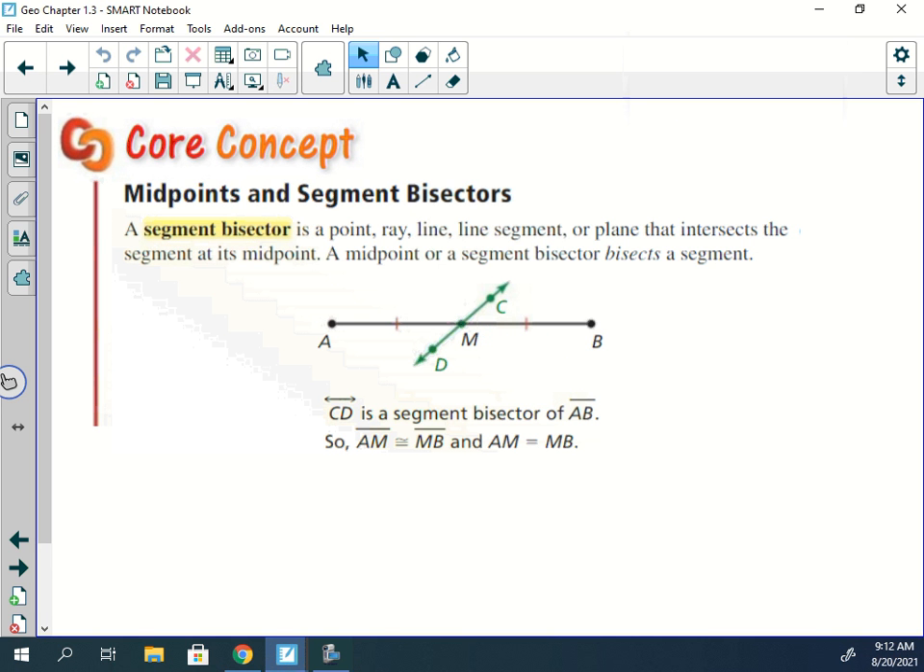So that is midpoint. And a segment bisector is a point, line, segment, or plane that intersects a segment at its midpoint. Because segment bisector, bisect. If you bisect, you cut it in half. So when we talk about a segment bisector, we're talking about a line that's being cut in half. We'll talk about angle bisectors, a line that's going to cut the angle in half. So when we see bisect in geometry, we're talking about a line, a point, a ray, a line segment, a plane that is cutting another figure or line in half.